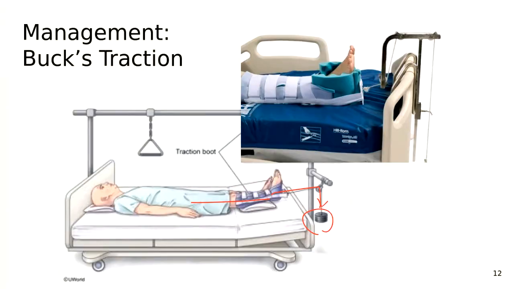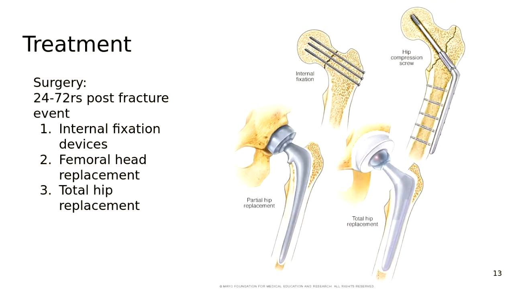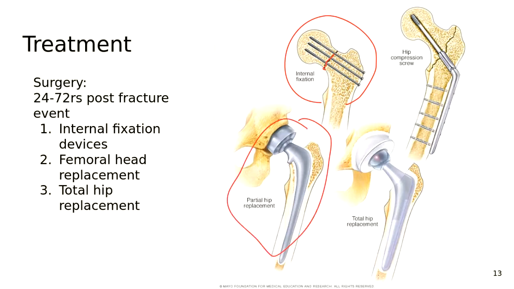And then treatment for hip fracture is surgery. There are 3 different types. The internal fixation is this one. Screws are placed in to help keep the bones together as they heal. Femoral head replacement is this one, the partial hip replacement, where the femoral head is replaced by this metal piece here. And then the total hip replacement is when the ball and most of the head is replaced with this metal. And the hip compression, I believe, is an internal fixation device, another form of this one.